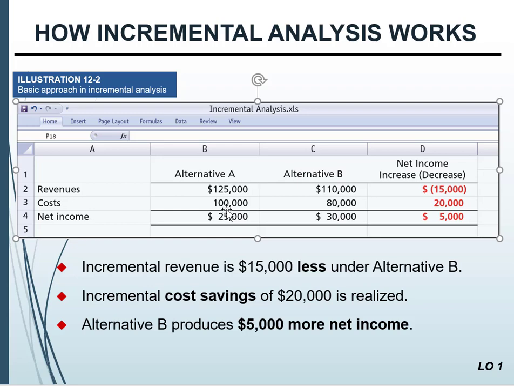For costs, 100,000 minus 80,000 means if we do B, we're actually going to decrease costs. So that means it's an increase in income. So if you look at the two here, obviously if we do project B, we're going to increase income by $5,000. Well, why don't we just do 25,000? Why didn't we just do this?